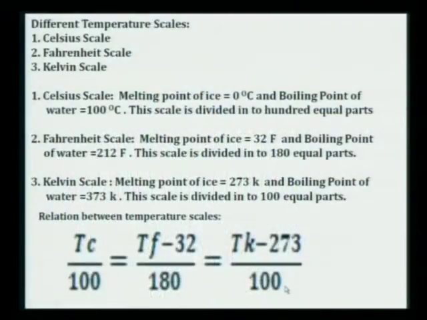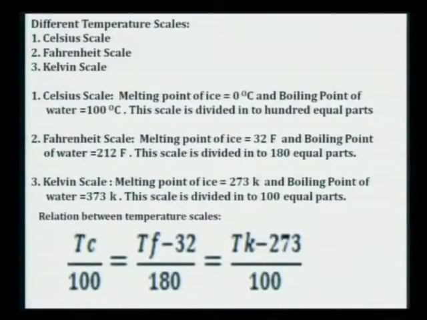In this way, when you have to convert any temperature into its equivalent form, you write that equation Tc by 100 equal to Tf minus 32 divided by 180, which is equal to Tk minus 273 divided by 100. If you have to convert Celsius into Fahrenheit, write only these two quantities. If you have to convert Fahrenheit into Kelvin, write these two. If you have to convert Celsius into Kelvin, write only these two. Put the mathematical value, and you will get the equivalent conversion.